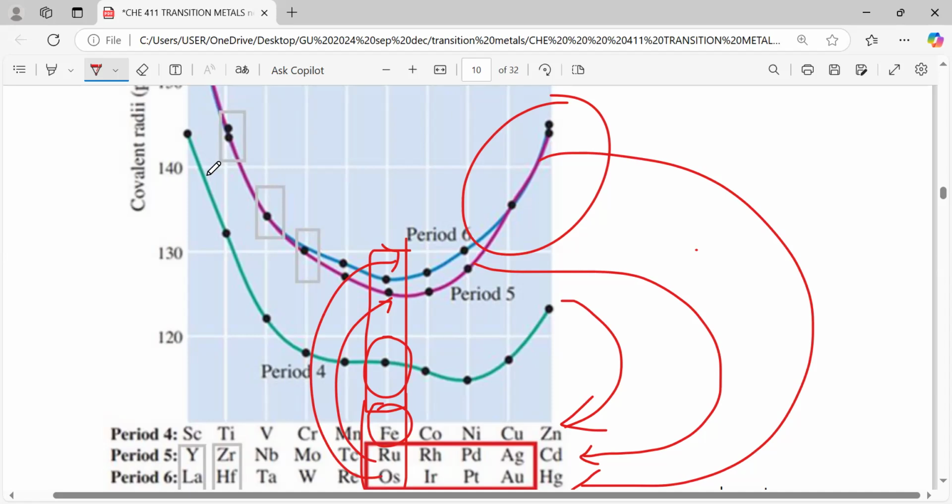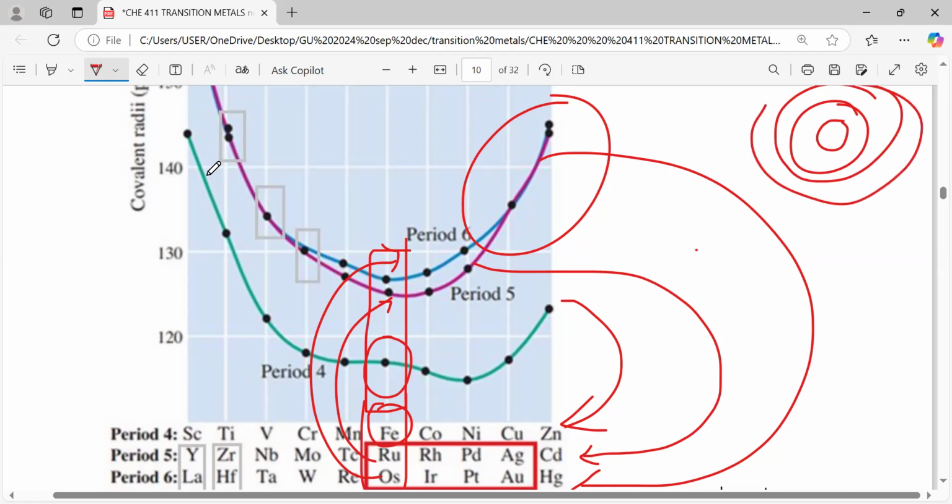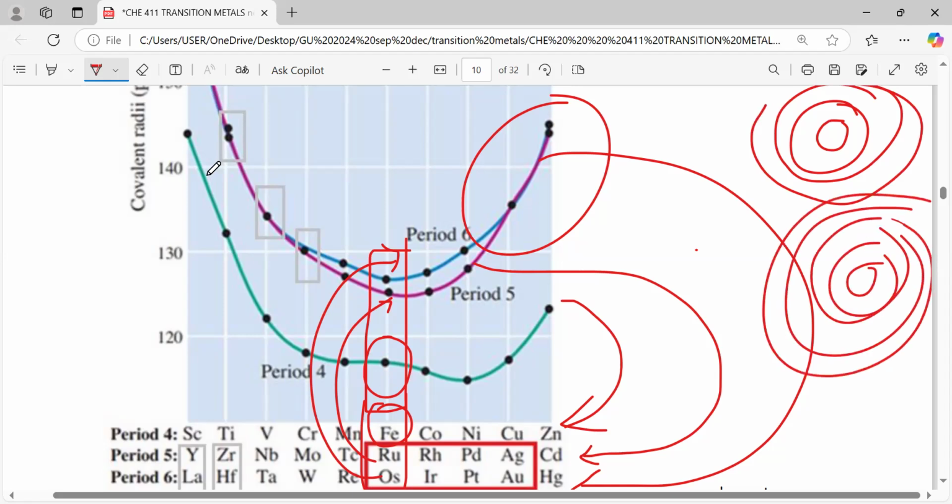then followed by osmium. But that is expected because remember, you are moving from period 4 to period 5, meaning 5 energy levels. If I move from iron to ruthenium, I've added 1 orbital already. So I'll be having a bigger atom for ruthenium, then much bigger for osmium, just like we see ordinarily in the periodic table of the main group elements.